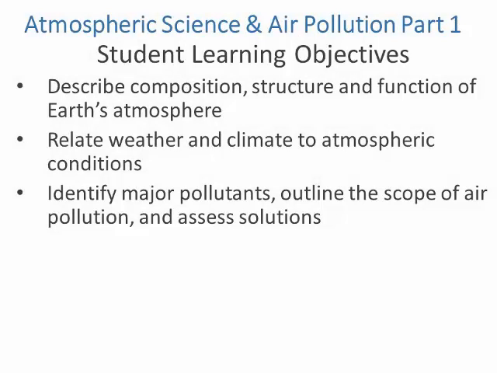In this mini-lecture, which is part 1 of the mini-lecture on air pollution, we will discuss the structure, composition and function of the atmosphere, air pollution, and the effects of air pollution. After reading chapter 17 and watching this video or reading the transcript that goes with this video, you should be able to describe composition, structure and function of Earth's atmosphere, relate weather and climate to atmospheric conditions, and identify major pollutants, outline the scope of air pollution, and assess solutions.